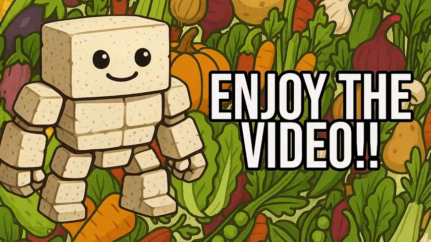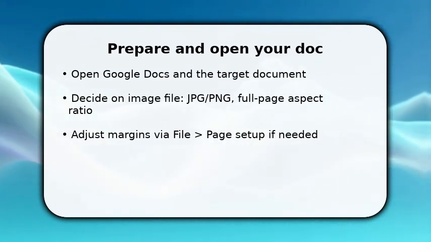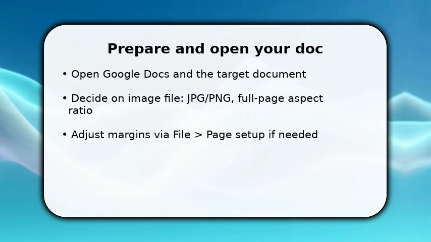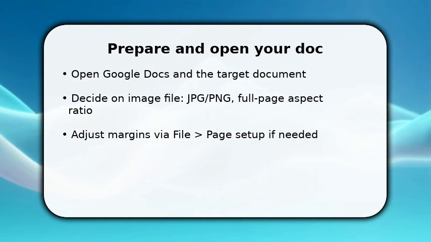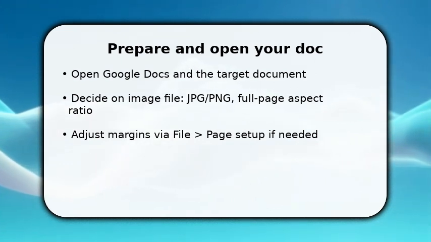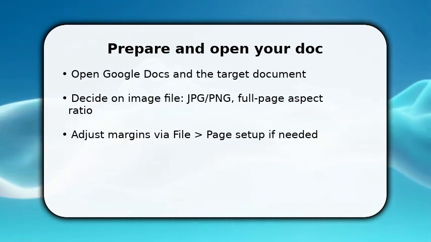Please enjoy the video. Start by opening the document and confirming the page size and margins. This makes placement predictable. Next, choose a JPG or PNG image sized roughly to your page dimensions so scaling won't distort it. Once you have the file, position the insertion point near the top of the first page.